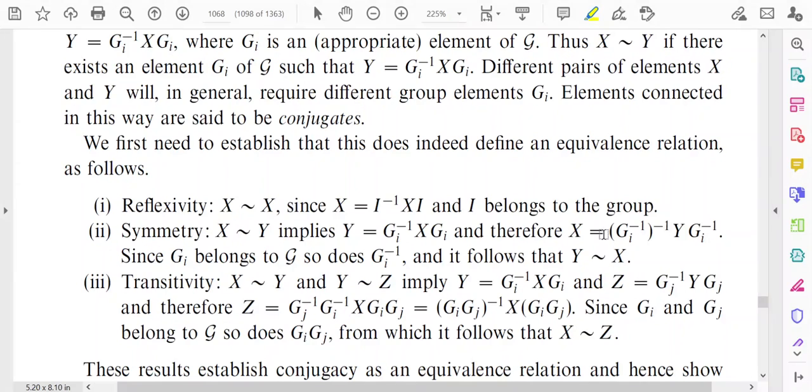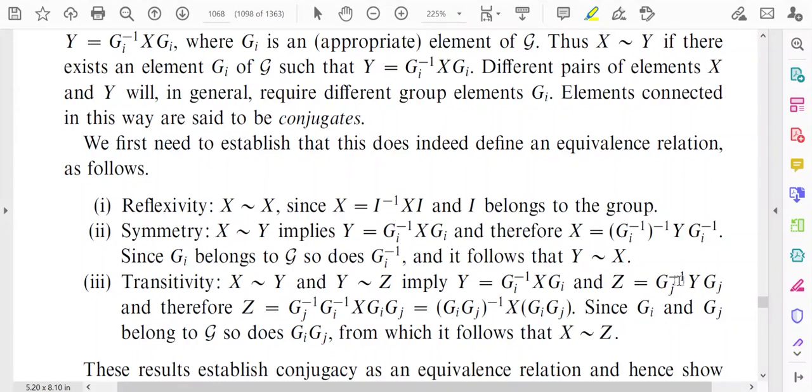And there is another property, that is the transitivity property. So, x equivalent to y and y equivalent to z will imply that y is equal to Gi inverse x into Gi, and z is equal to Gj inverse y into Gj. We have written these equations as per our original definition of the equivalence relation. And now, if z is equal to this, what can we write? We can write this equation by some rearrangement.